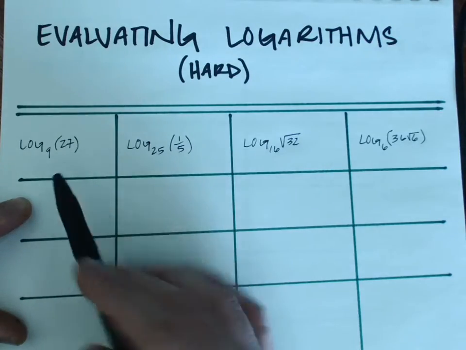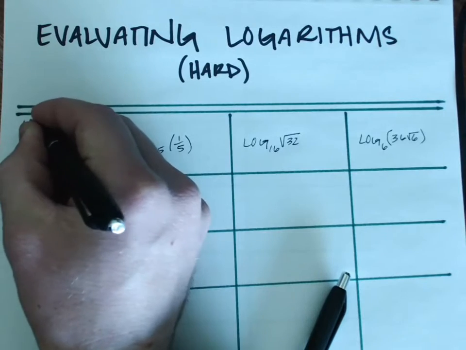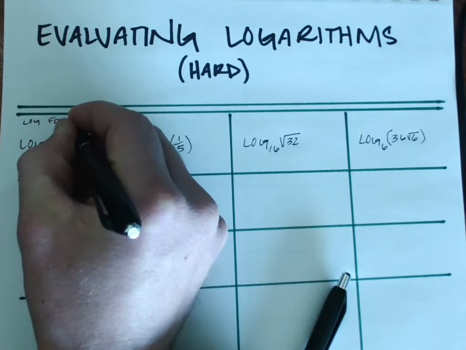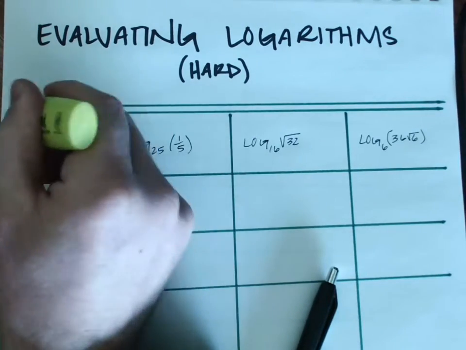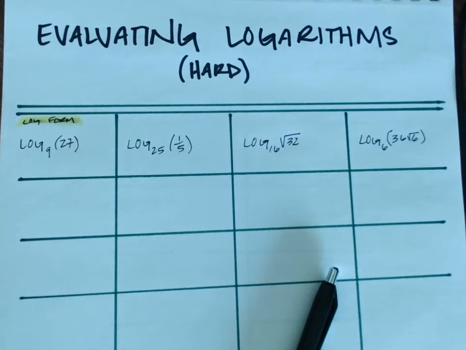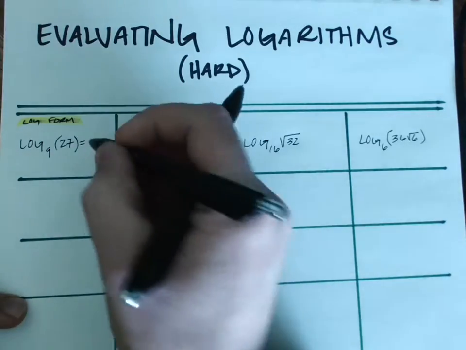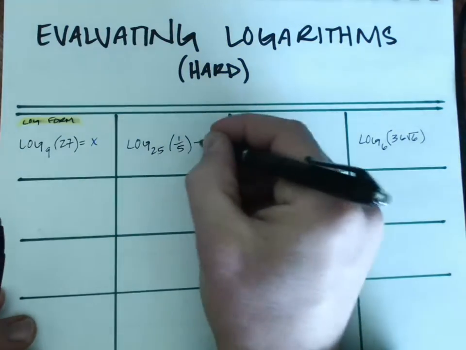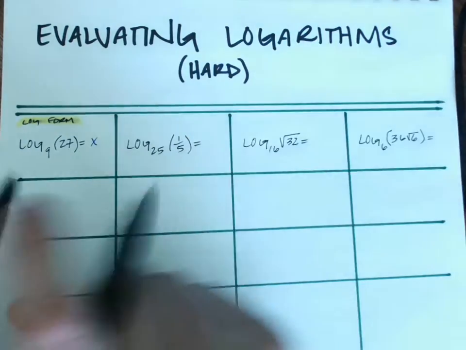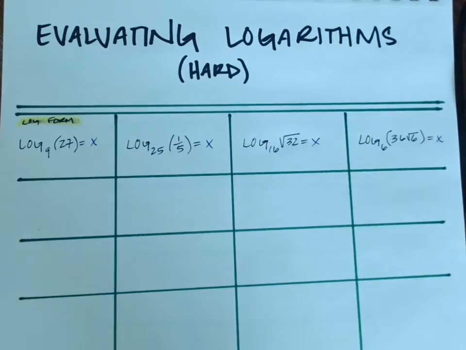And each of these are in log form. And so this first step is just kind of the starting problem. And we're going to figure out the answer to each of these, the amount that it's equal to. And so think of these as equal to some unknown value, and we're going to call that x for now. And in each case, the answer to these, just so we have something in that place, is going to be x.